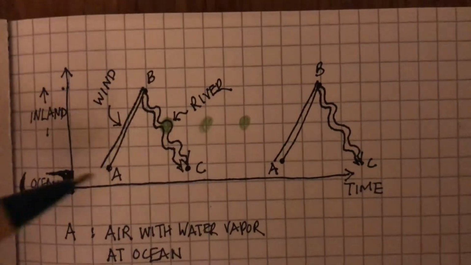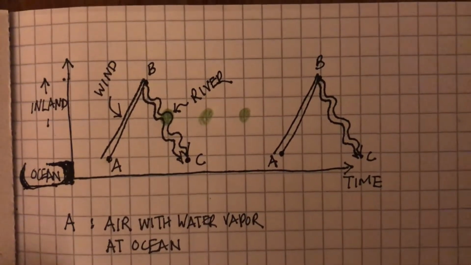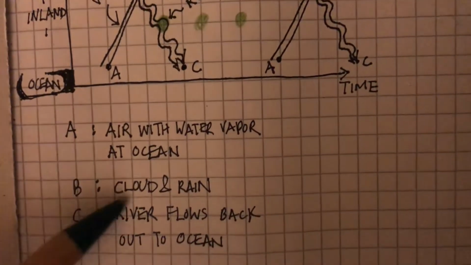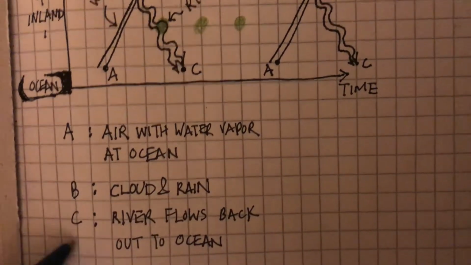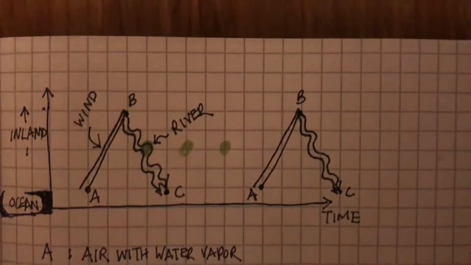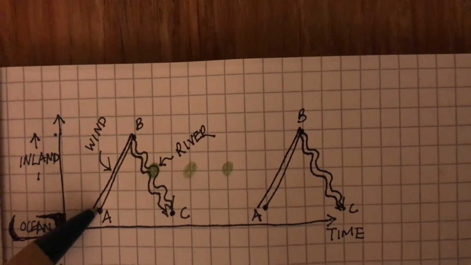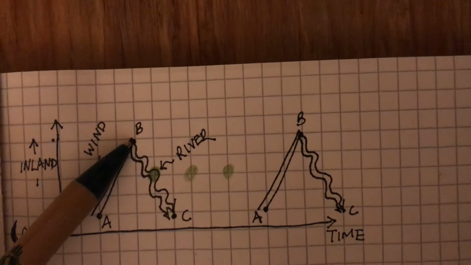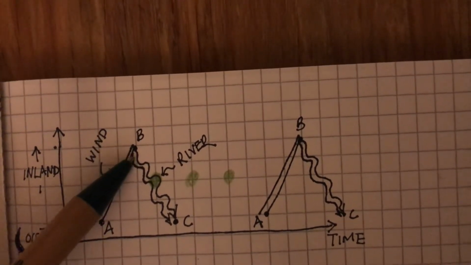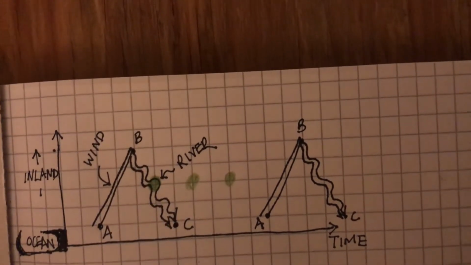So what happens here at A is it's the air with water vapor at the ocean. So it starts out here, and then B is where it starts to get clouds and rain, and C is where the river flows back out to the ocean. So the water vapor evaporates here at the ocean, and then it blows inland to B, where it forms a cloud and forms rain. And then it begins to form a river, and the river flows out.